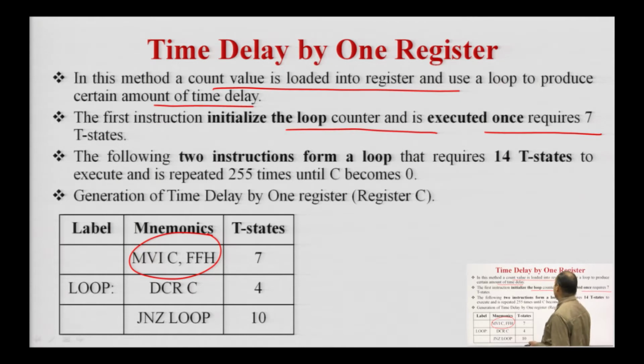The following two instructions form a loop that requires 14 T states. The following two instructions are DCR C and JNZ loop. So, these instructions will require 14 T states, that is 10 plus 4 is 14 T states. They execute and repeat 255 times until C becomes 0.